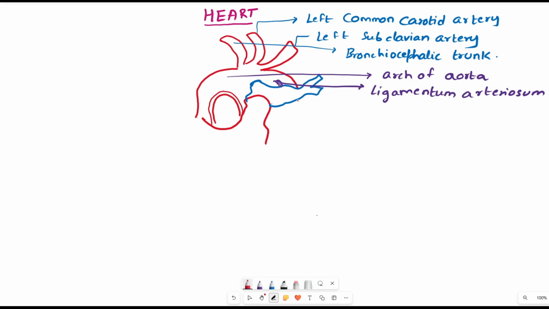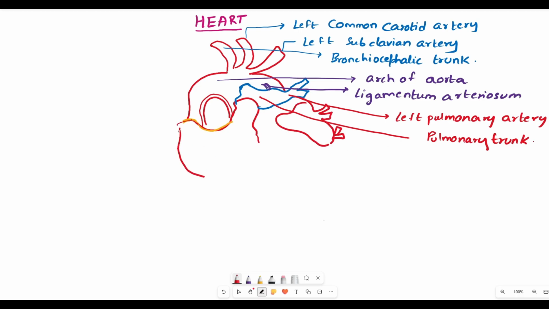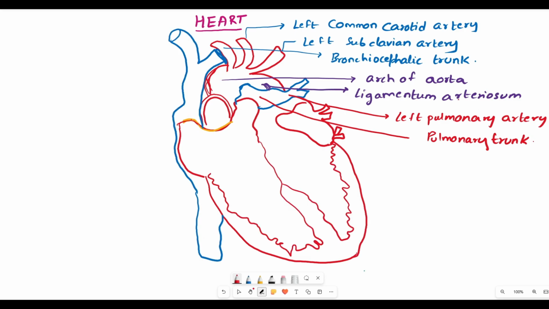And coming to this blue colored portion, this part is called as left pulmonary artery. And here this space is called as pulmonary trunk. Now let me just draw the outline. Now I have drawn the outline of the heart.